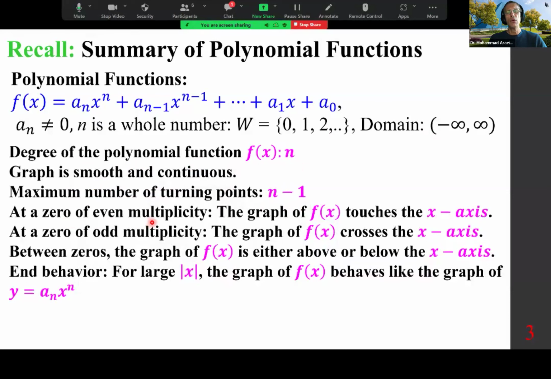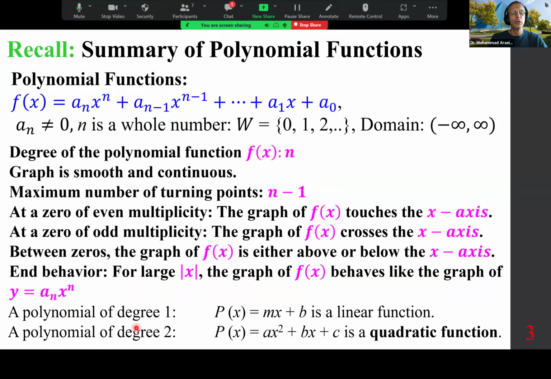At a 0 of even multiplicity, the graph of f of x touches the x-axis. That means it cannot cross. At a 0 of odd multiplicity, the graph of f of x crosses the x-axis. Between zeros, the graph of f of x is either above or below the x-axis. End behavior: for large absolute values of x, meaning going to negative or positive infinity, the graph of f of x behaves like the graph of its leading term, y equals a sub n x to the power of n.